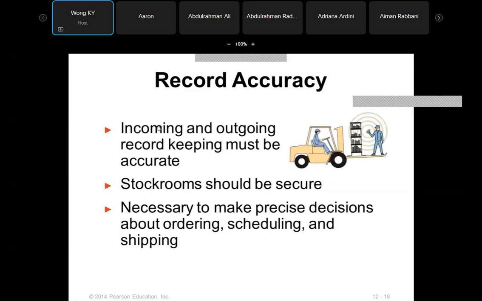Right, so this is what I've said. Incoming and outgoing inventory records must be kept accurately. Okay, that's the first thing. Stock rooms should be secured. And record accuracy is important. Keeping accurate inventory records is important because it helps us to make precise decisions about ordering, scheduling, and shipping.